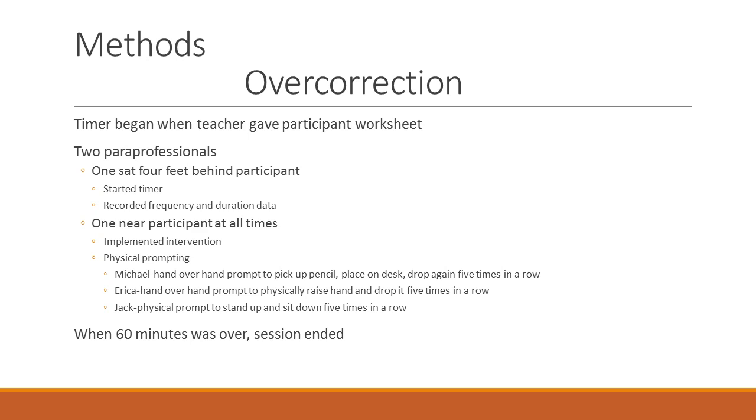Michael's procedure was to have the paraprofessional hand over hand prompt Michael to pick up the pencil, place it on the desk, and then drop it on the ground. This was repeated 5 times. Erica's overcorrection procedure was to have the paraprofessional hand over hand prompt her to physically raise her hand and drop it 5 times in a row. For Jack, he was prompted by the paraprofessional to stand up and sit down 5 times in a row. When the timer hit 60 minutes, irrespective of problem behavior or on-task behavior, the session was ended.